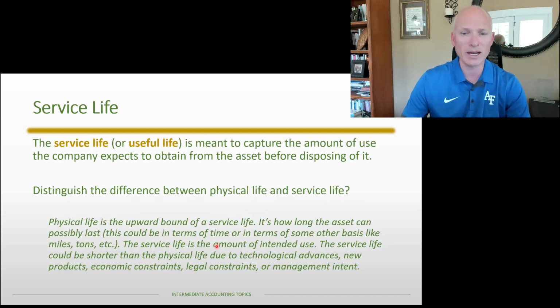But a service life, a lot of times, is going to be less than that because it's only the amount of intended use. Something may last for a longer term in terms of time or usage than what I plan to use it myself. So most of the time, the service life is going to be shorter than the physical life, but it doesn't necessarily have to be.